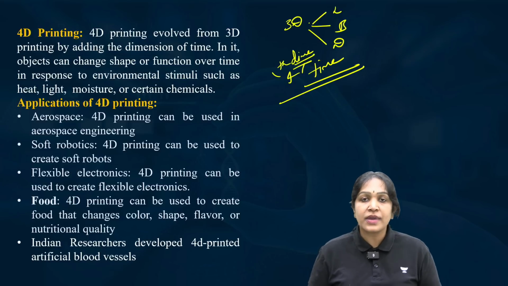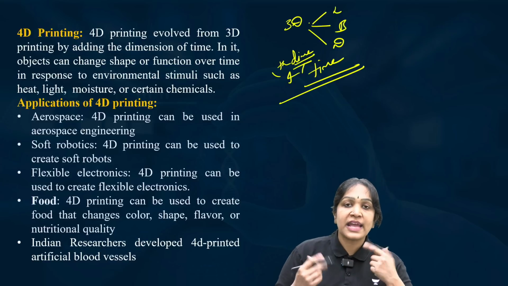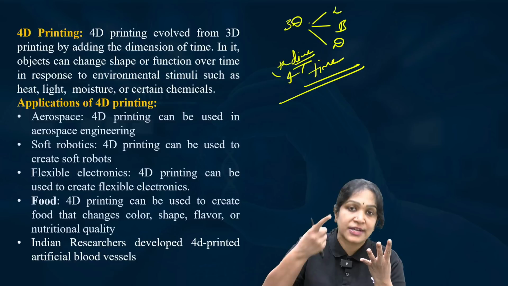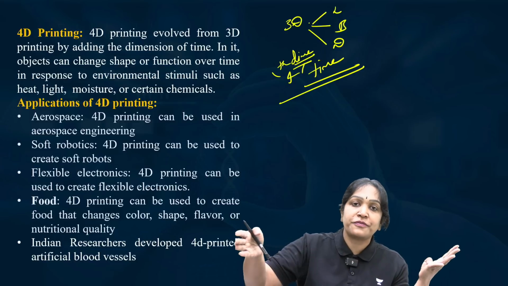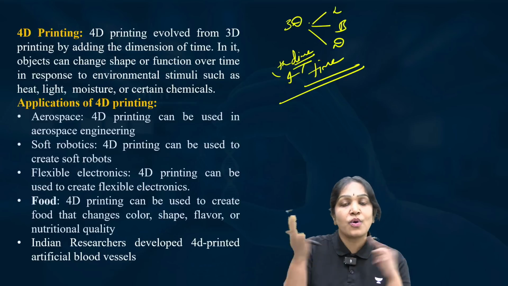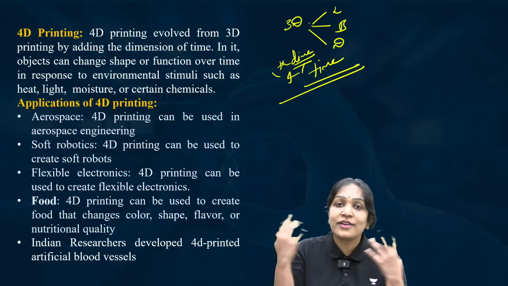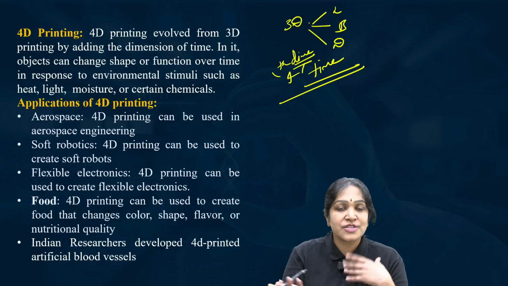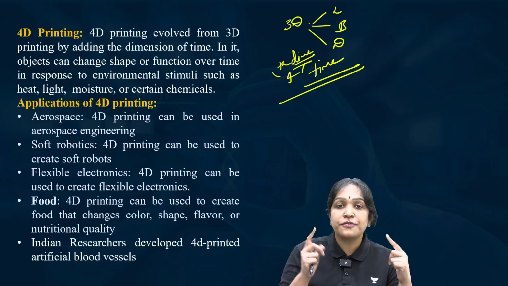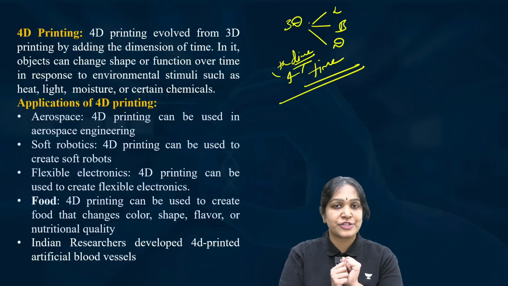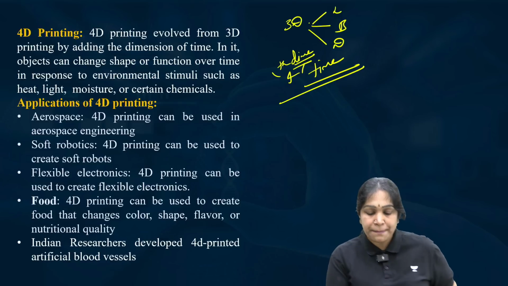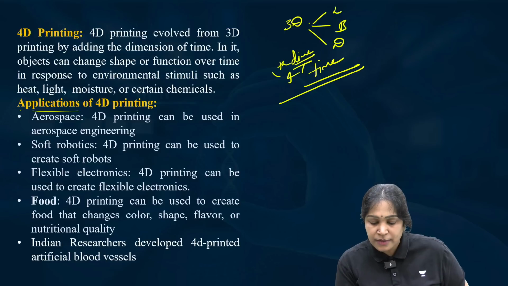Is it clear? What do you mean by time as the fourth dimension? This is an organ that can change its structure over a period of time, or a cake that can change its color over a period of time, or a rocket that can change its structure over a period of time. So this is called 4D printing technology. So this is all about 3D and 4D printing technology.